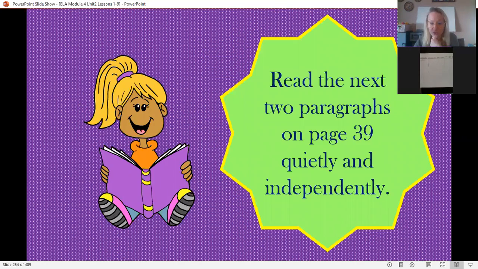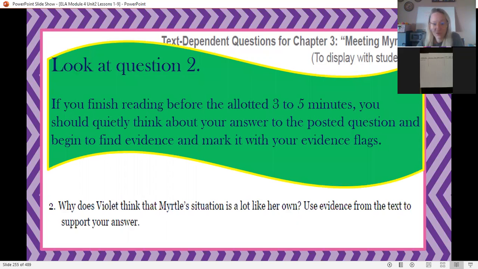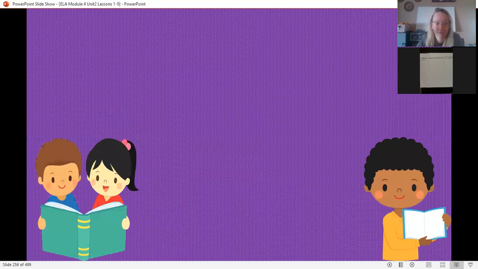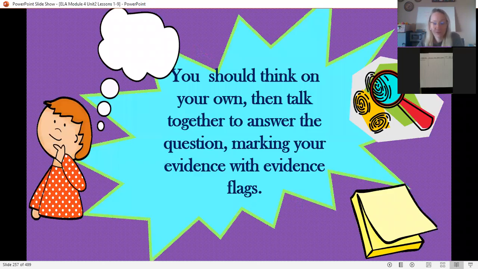Okay, I'd like you to reread the next 2 paragraphs on page 39 quietly and independently. Pause the video now. Now you get question 2. Why does Violet think that Myrtle's situation is a lot like her own? And I want you to use evidence from the text to support your answer. If you finish reading before the allotted 3 to 5 minutes, you should quietly think about your answer and begin to find evidence and mark it with your evidence flag. You should think on your own, and then if you have the opportunity to, you could think together and answer the question, marking the evidence with your evidence flags.